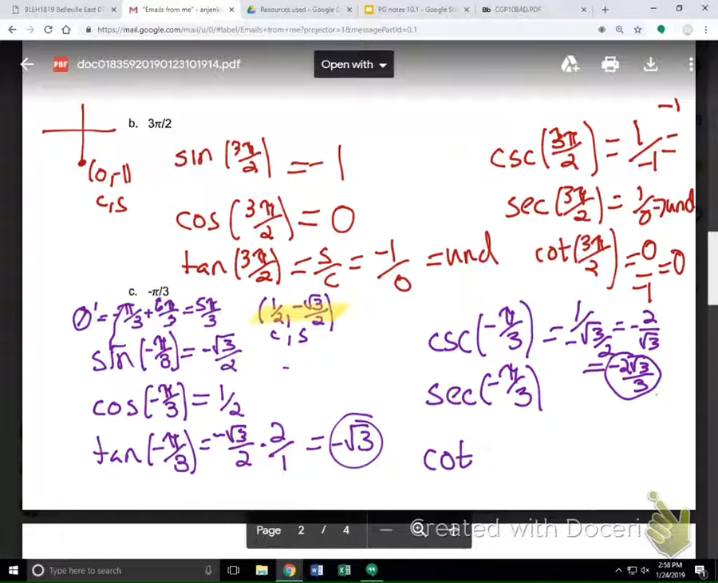So it's going to be 1 over 1/2, basically 1 times 2, which is 2. And then our next one is going to be cotangent, which is going to be 1 over... You want to tell me the answer there?